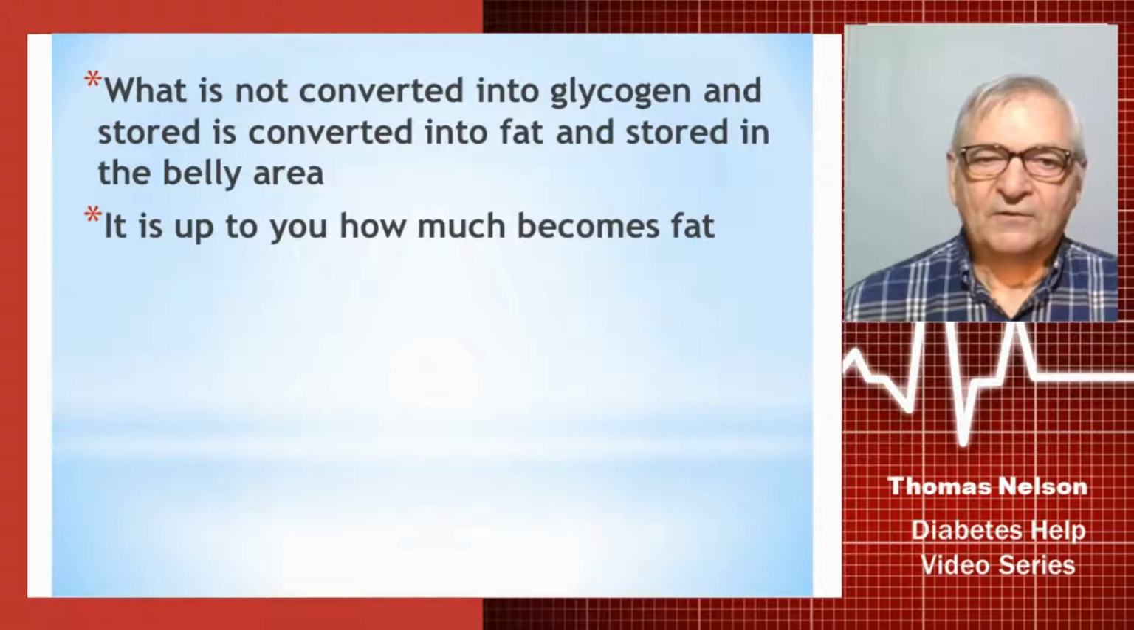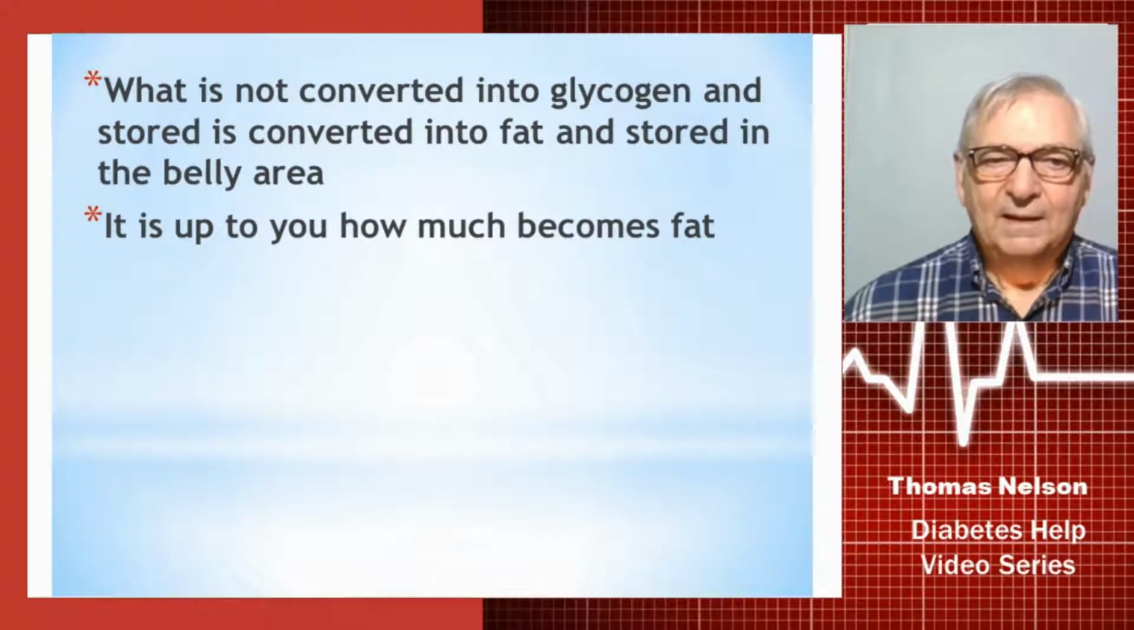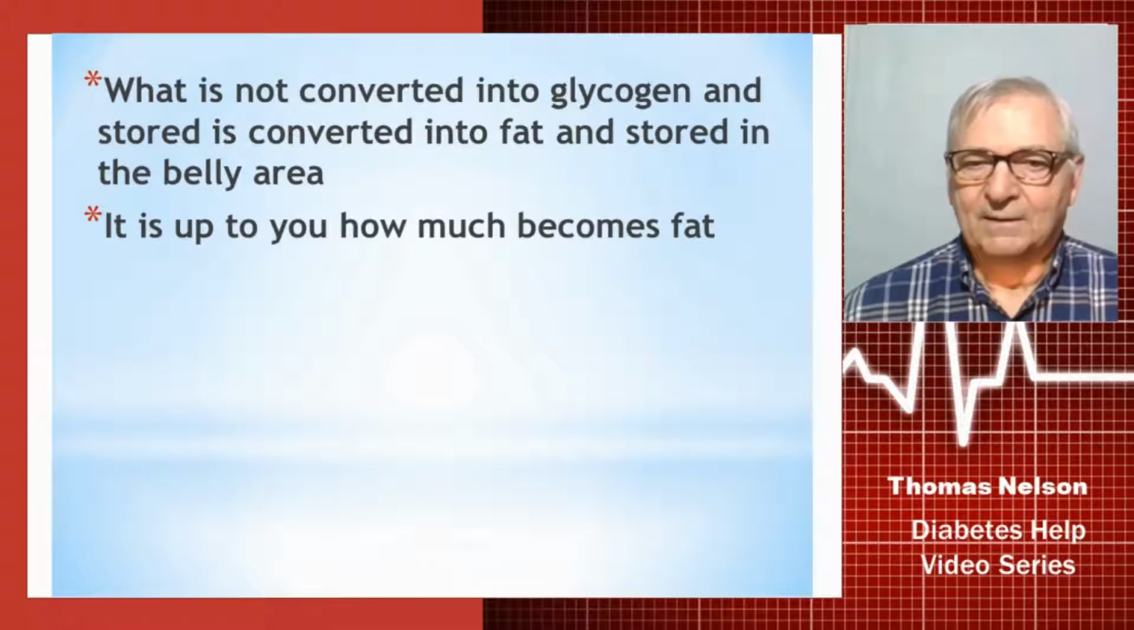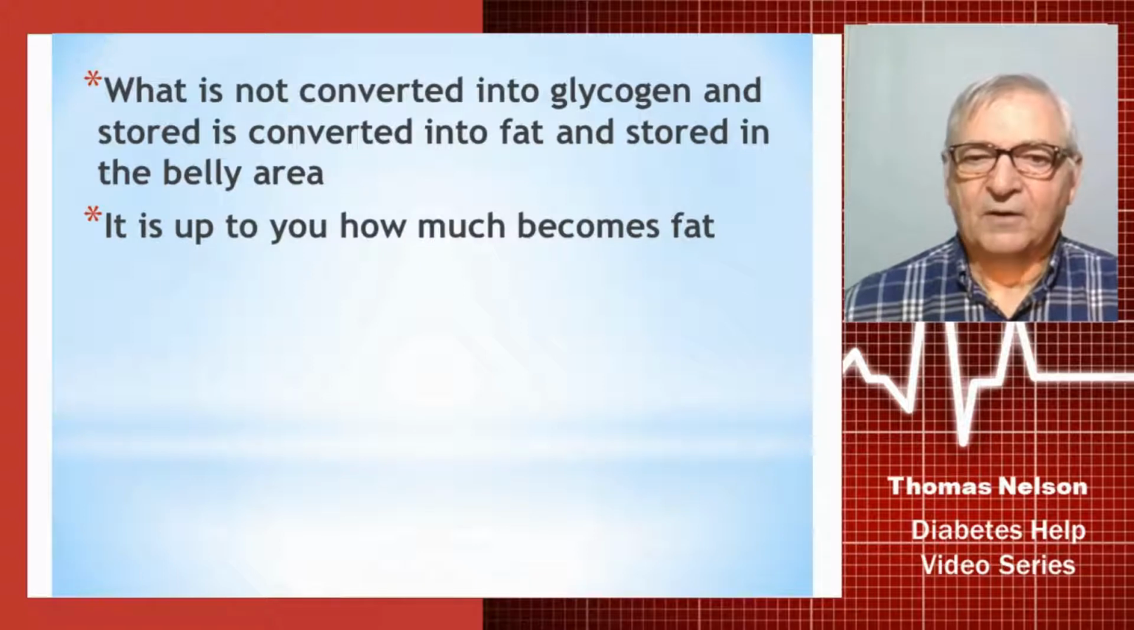So what's not converted into glycogen and stored is converted again into fat, and it's stored in your belly area because your liver has vessels that run directly to the fat cells in your belly area. So it can quickly add or subtract from that as needed. It's up to you as to how much of what you eat becomes fat.